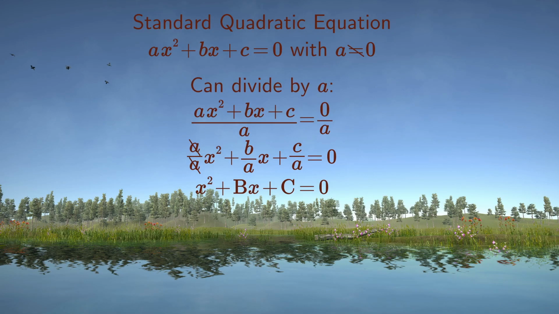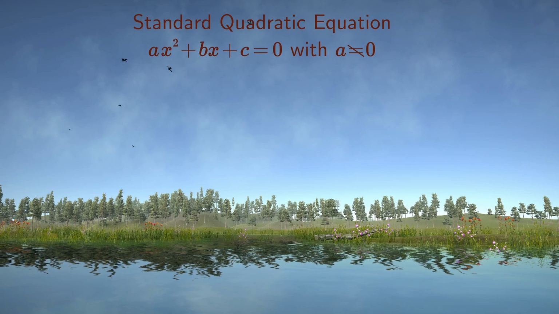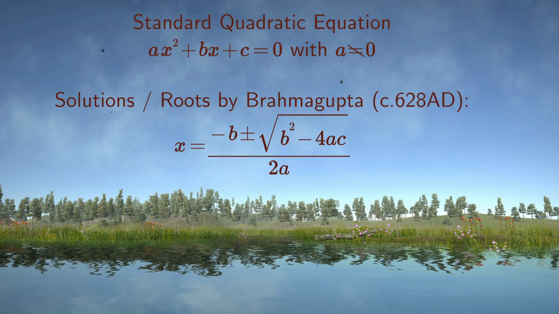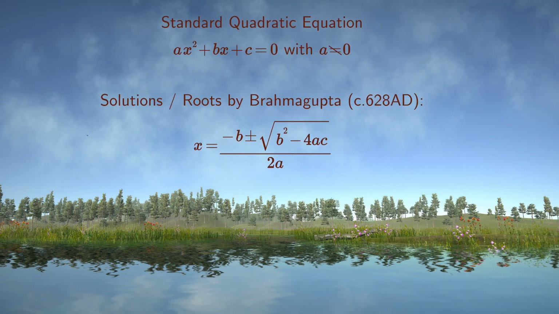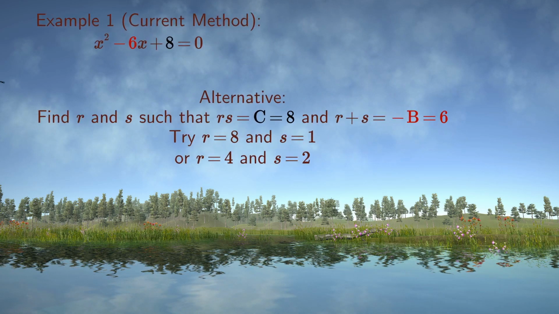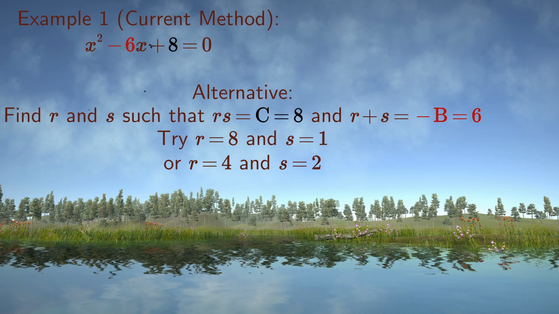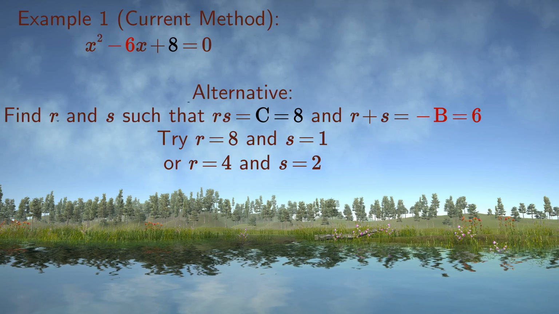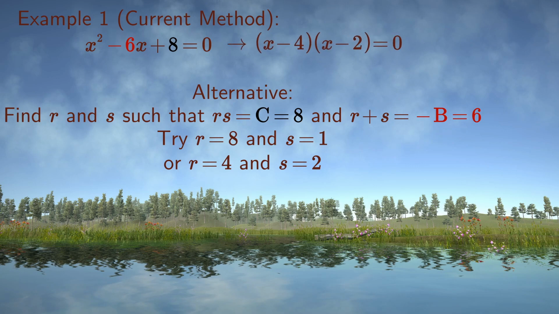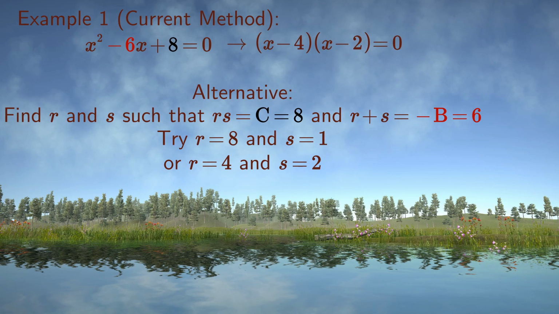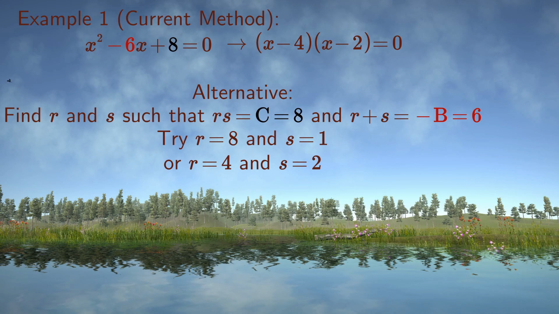We consider the standard quadratic equation with the coefficient of x squared forced to 1 by dividing by it. You could now apply the well-known formula with a equals 1 to find the answer. An alternative method that is generally used is to try and find two numbers for which the product equals c, and then test whether their sum equals minus b. If not, we try two different numbers. In this example, we see that 4 times 2 equals 8, which is c, and 4 plus 2 equals 6, which is minus b.